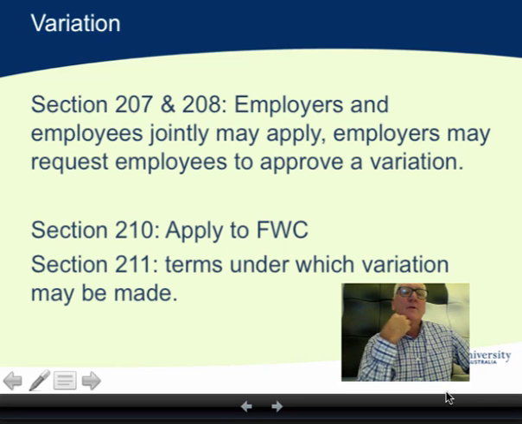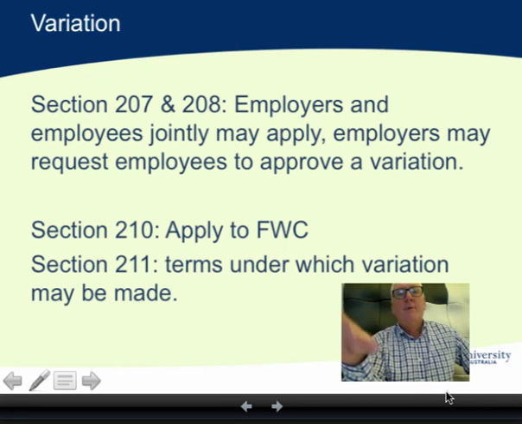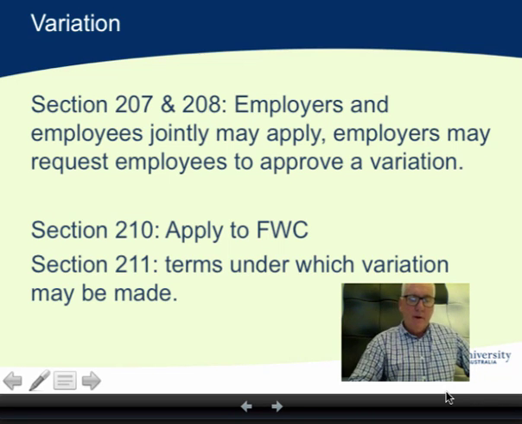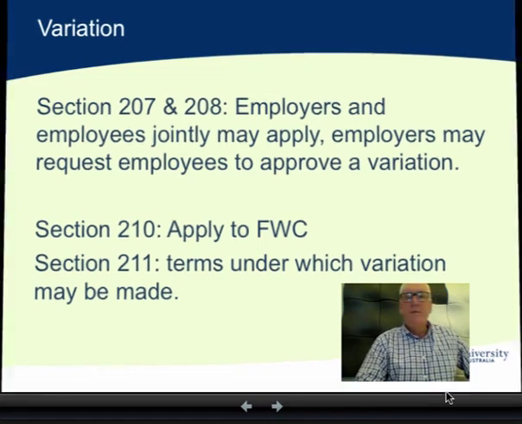Employers and employees can jointly apply, and the employers themselves may even request employees to think about and approve a variation during the life of the agreement. So bear in mind that sometimes these agreements can run past their end date, so I guess that's possible that that might be the first step that the employer would take towards entering into a new agreement, is to ask the employees to start thinking about a variation. But have a look at the process. It's set out in Section 210, and Section 211 tells you the terms under which the variation can be made by Fair Work.